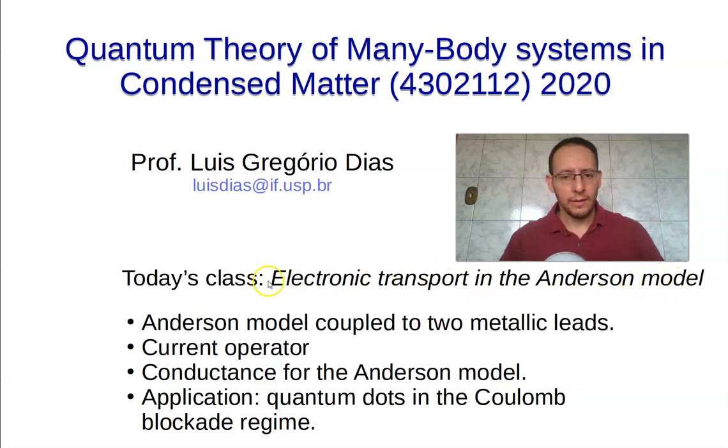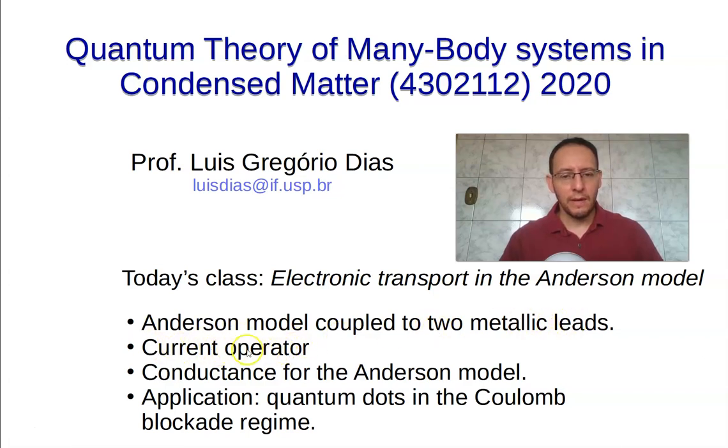So this is a continuation of the previous lecture where we discussed the transport in the linear response. So we did discuss the conductance, and now we're going to apply that to the case of the Anderson model. So we're going to first start by discussing the Anderson model coupled to two metallic leads, and that changes a little bit from the Anderson model that we discussed, which was connected to a single bath, but we're going to see that the two are essentially equivalent.